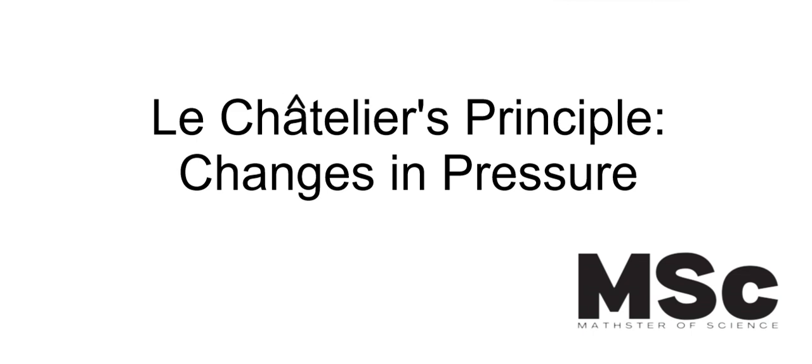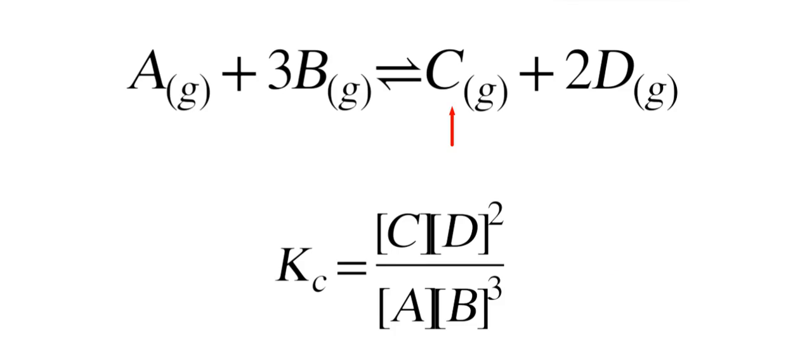In today's lesson, we're going to be looking at Le Chatelier's principle, specifically looking at the effects of changes in pressure on the equilibrium. So here we have our generic equation of A plus 3 moles of B going to C and 2 moles of D, and this is an equilibrium reaction. Notice here we've included the state conditions, and these are all in the gas state. And that's going to be important as we move through this today.